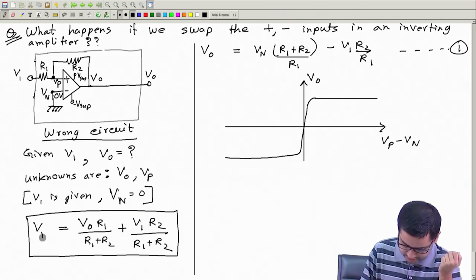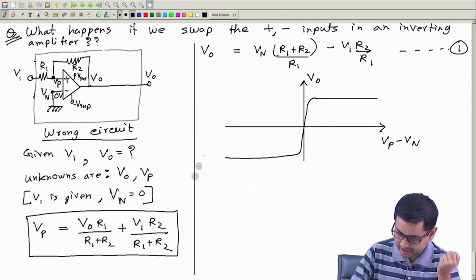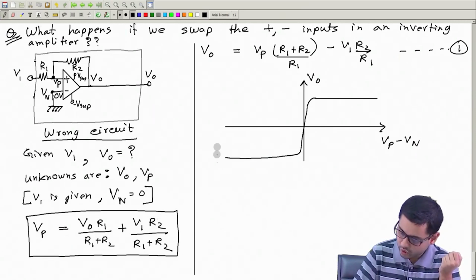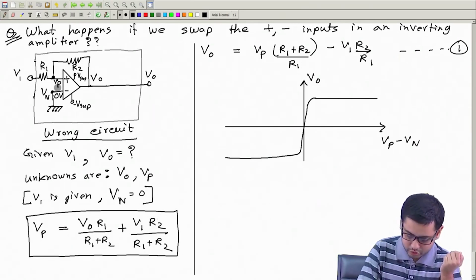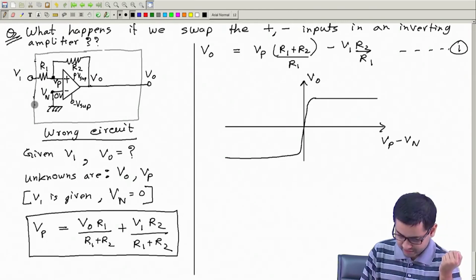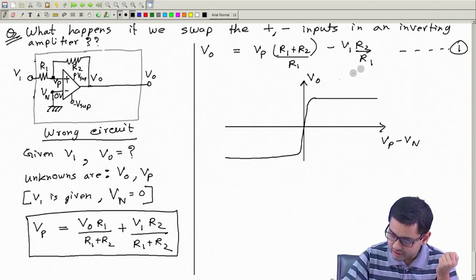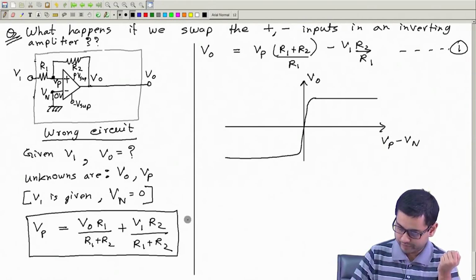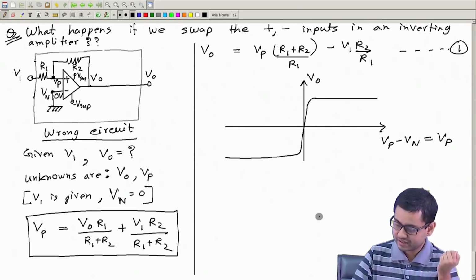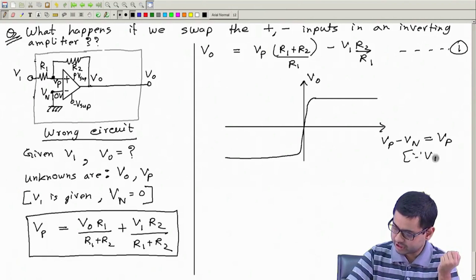This is P, this is P. Anywhere else? Yeah, here. This is P. Because this is now Vp, this is now Vn. Vn is 0, Vp is this much. I guess everything is correct. So now Vn is equal to 0 here. Therefore I can write this simply as equal to Vp, since Vn is equal to 0.